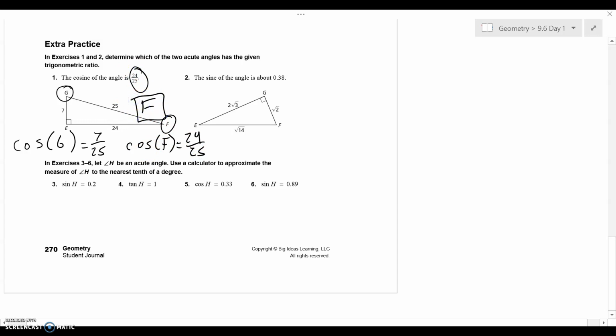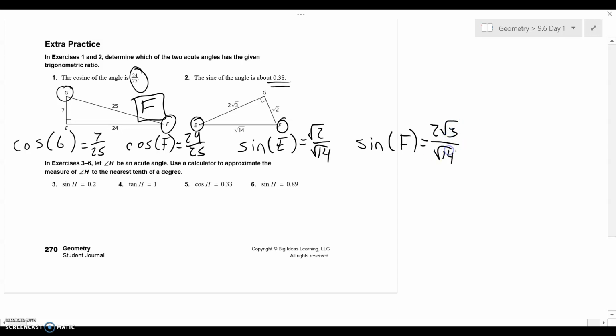The second question, number 2, is the exact same question, but they've made it more challenging because they put in a decimal. They've said 0.38. So we're going to have to do a little more work to get it. But again, only one of two answers. So it's either E or F. And we're talking about sine on this one. So sine of E would be opposite, square root of 2, over hypotenuse, square root of 14. And sine of F would be opposite, which would be 2 square root 3 over square root 14.